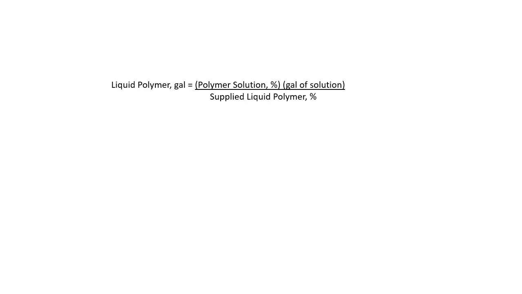So here we have the formula for liquid polymer off the state of Florida formula sheet. As always, if your state gives you a formula sheet when you take the exam, I suggest you get a copy of it and get familiar so that when you take your test you can find these things. The state of Florida liquid polymer gallons is equal to the polymer solution percent desired times gallons of solution divided by the supplied liquid polymer percent.